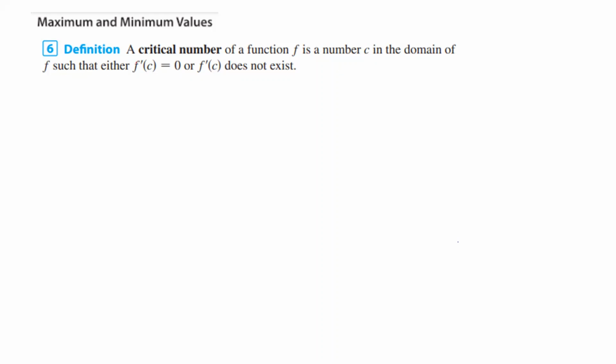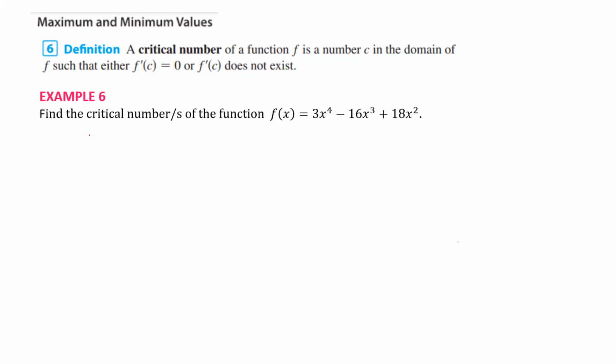the function such that either the derivative of f at c is equal to 0 or the derivative of f at c does not exist. So in other words, the critical number of a function is when the derivative of your function at that number is 0 or the derivative of your function at that number does not exist. Let me illustrate this idea considering our example here.